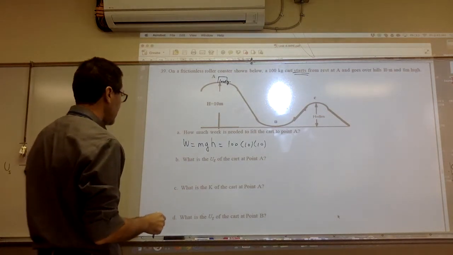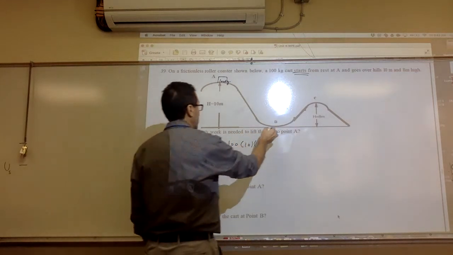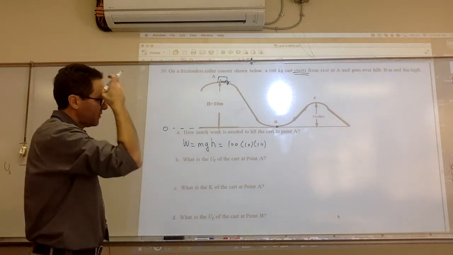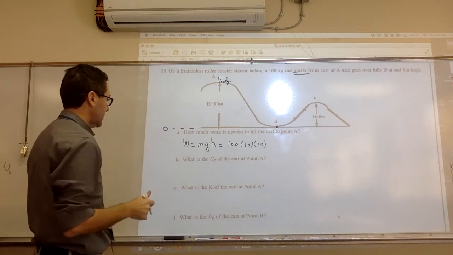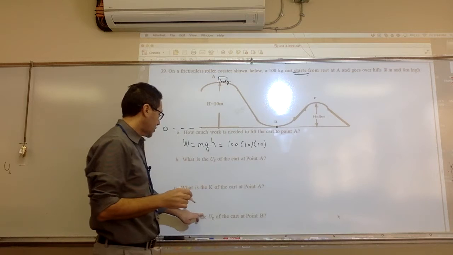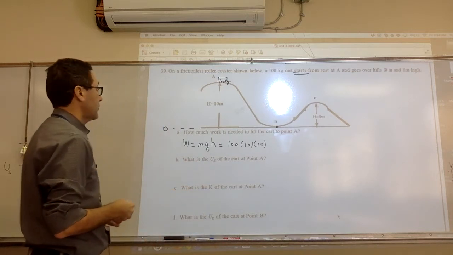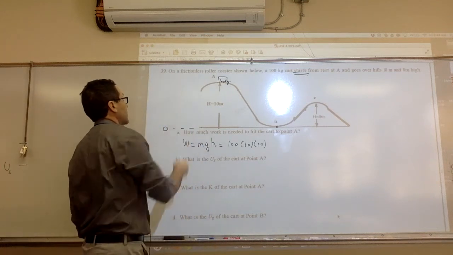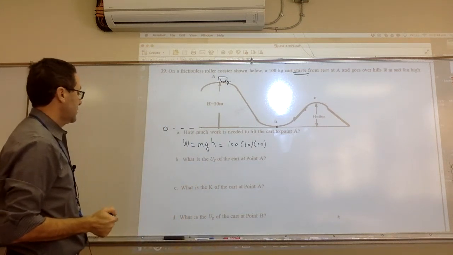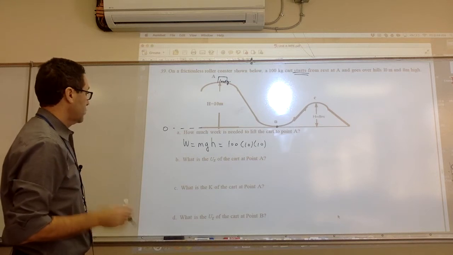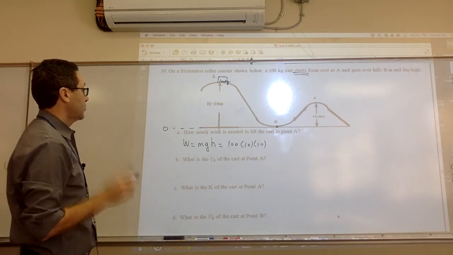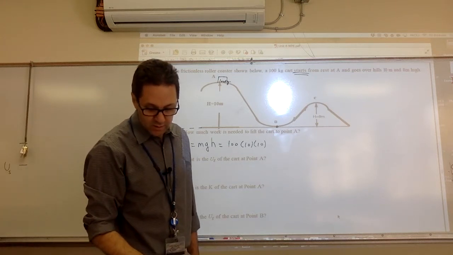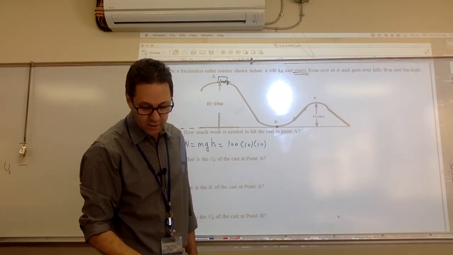What is the UG at point B? Well, if we look at this level here as our reference for gravitational potential energy, then we can say that the gravitational potential energy at point B is 0. If we had chosen point A as the reference, we should say that the gravitational potential energy at point A is 0. But I always recommend that you choose the lowest point of your problem as 0 for gravitational potential energy. What's the kinetic energy at point B?